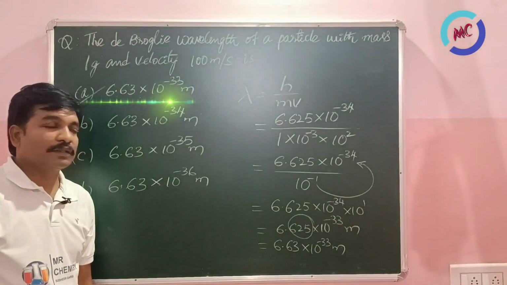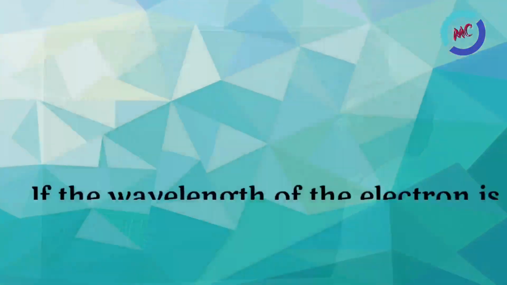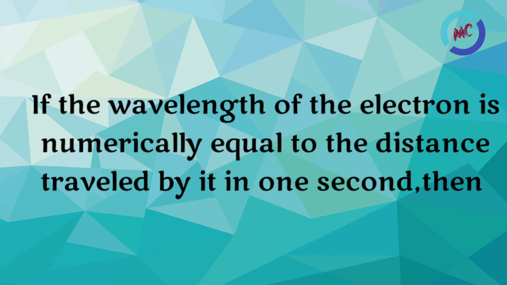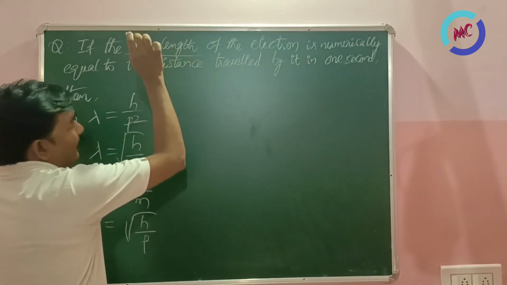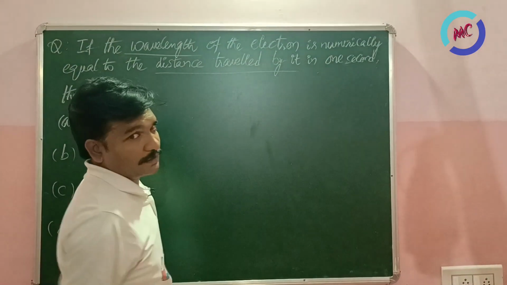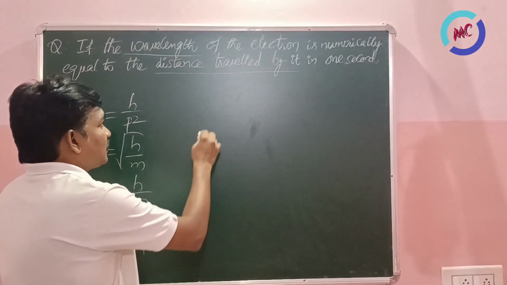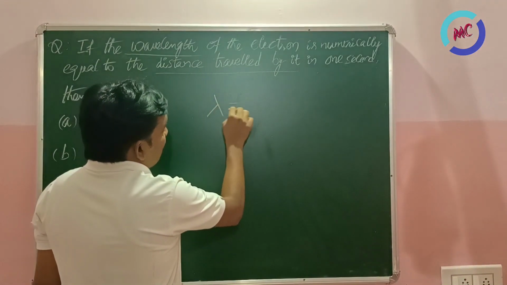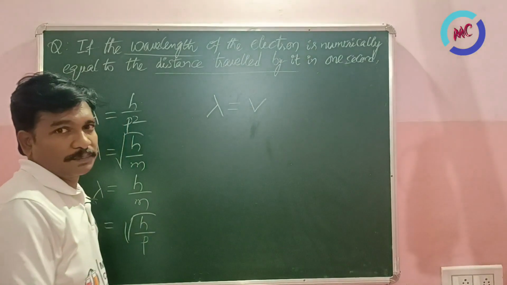Please note down this one and we will do one more calculation. Next one: if the wavelength of the electron is numerically equal to the distance travelled by it in 1 second, then what is the wavelength here? They gave different relations here. Distance travelled in time means velocity. Indirectly they are telling that wavelength lambda is equal to distance travelled by it in 1 second, in the sense it is equal to its velocity.